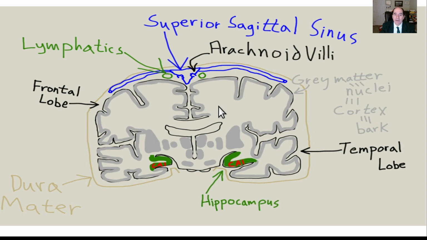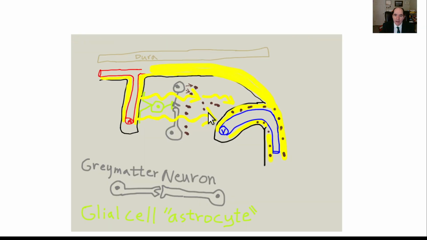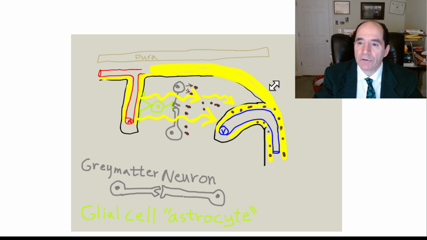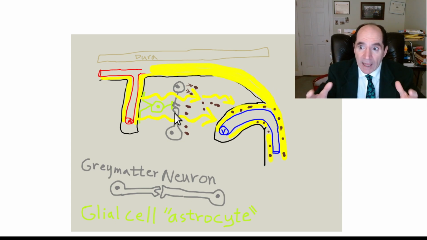Glymphatic is a combination word from glial, the supporting cells of the brain, and lymphatics, and this system runs at night. I'll show you a better picture of it. You can't run the glymphatic system in the day because you have to maintain a precise ionic milieu to maintain your neuron gradient so they can function effectively in the daytime. You have to be online in the daytime.